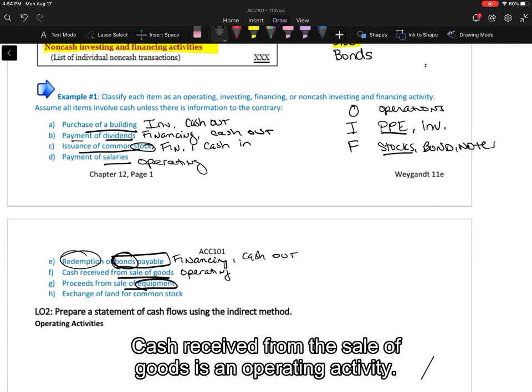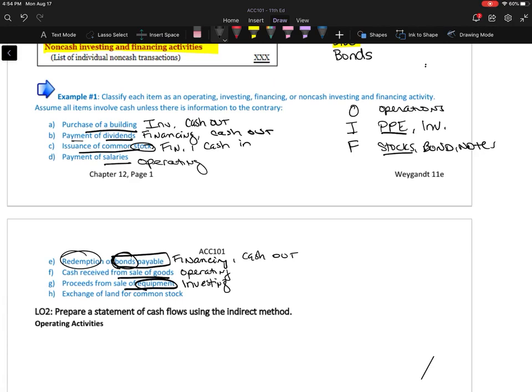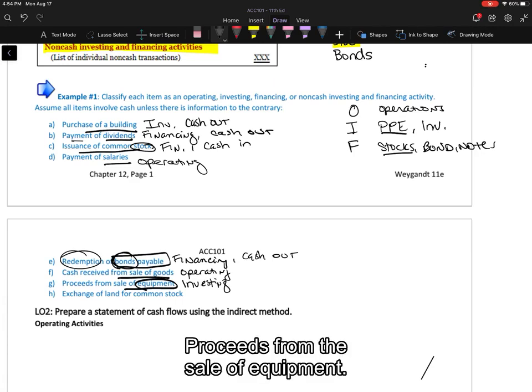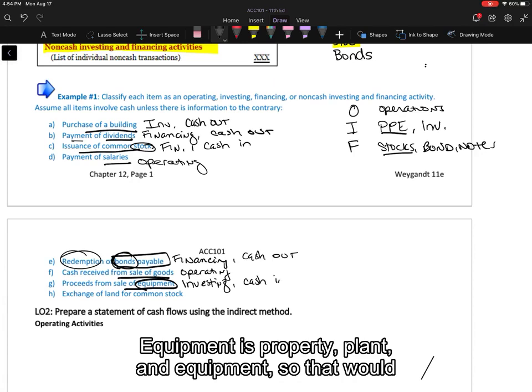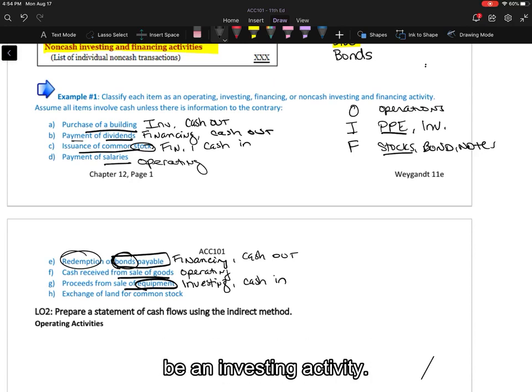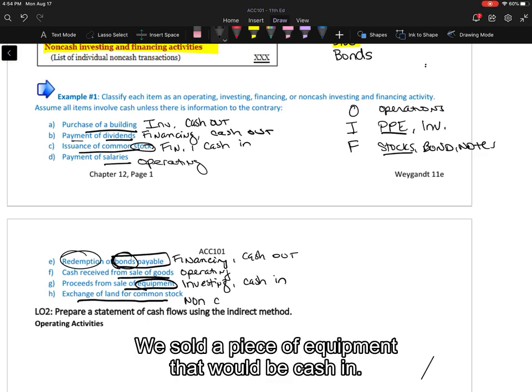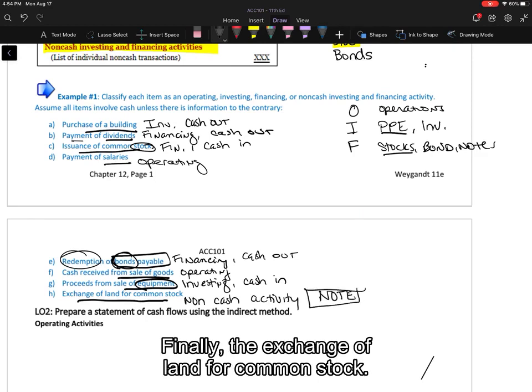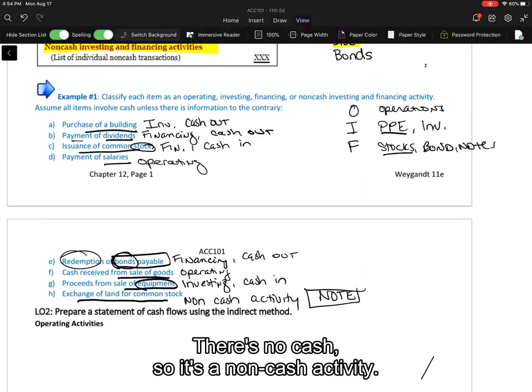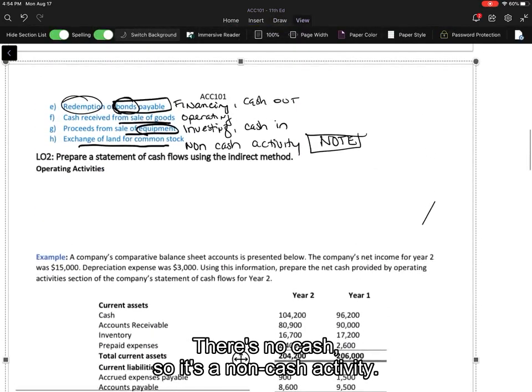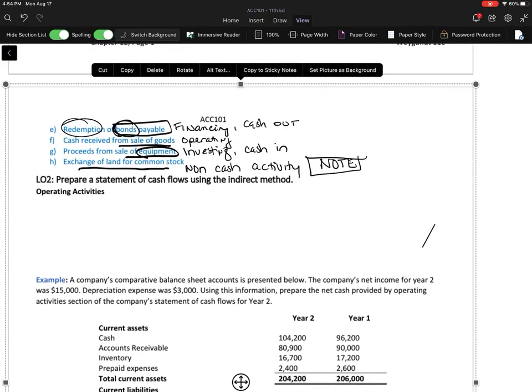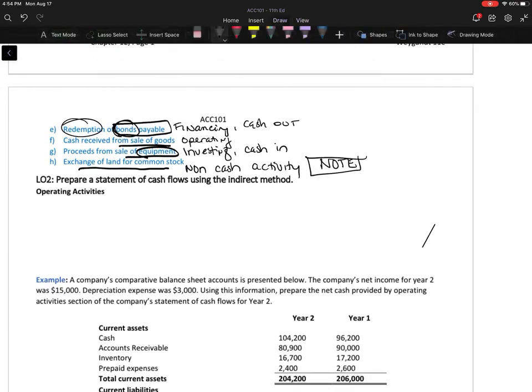Cash received from the sale of goods is an operating activity. Proceeds from the sale of equipment. Equipment is property, plant, and equipment, so that would be an investing activity. So we sold a piece of equipment, that would be cash in. And finally, the exchange of land for common stock, there's no cash, so it's a non-cash activity. It would just require a note.